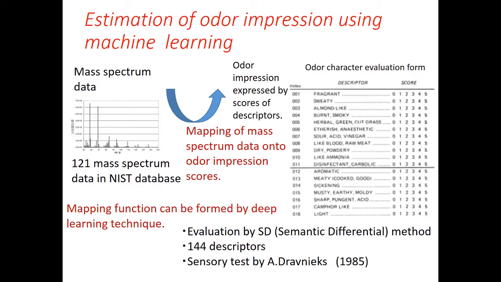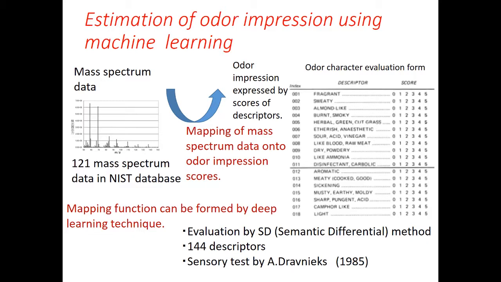First I'd like to describe the problem. This is the odor character evaluation form. For example, fragrant, sweaty, almond-like, and so on, with scores from 0 to 5. This is the evaluation form in the sensory test, and odor impression is expressed by the scores of descriptors. This is the evaluation by the semantic differential method.